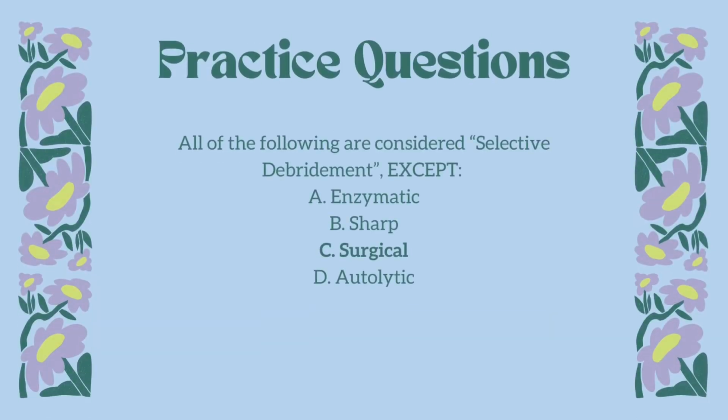Okay, our correct answer is C. All of the following are considered selective debridement except C, surgical debridement. Just a brief reminder that surgical debridement is very similar to sharp debridement. However, surgical is where a surgeon or practitioner excises devitalized tissue to the base of bleeding tissue. So this is going to interfere with that healthy tissue. And to differentiate, sharp debridement is going to remove just the necrotic tissue, sparing all healthy tissue.